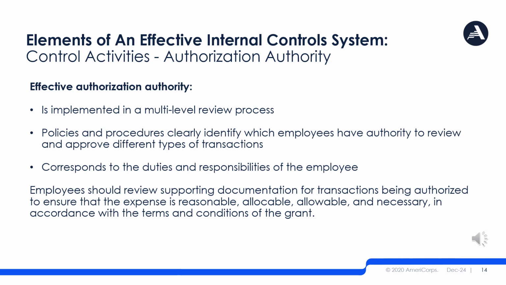A good internal controls practice is to implement a multi-level review process. This aligns with our prior internal control activity of having segregation of duties. A second set of eyes makes a huge difference when executing grant expenditure activities. Thus, the authorizer and the approver should generally be 2 separate people. Grantee policies and procedures should clearly identify which employees have authority to review and approve different types of transactions based on staff's job and position and responsibilities.